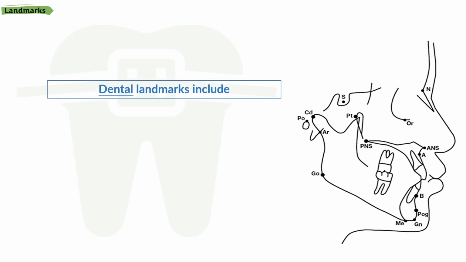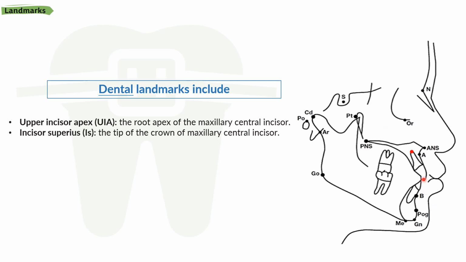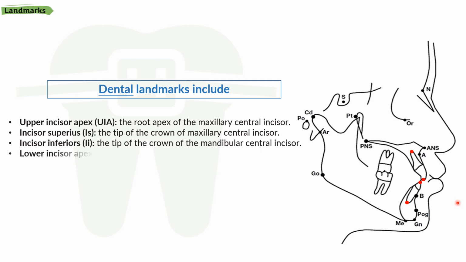The previous points were the skeletal or the hard tissue landmarks. Now to the dental landmarks. They include 4 points. The upper incisor apex, which is the root apex of the maxillary central incisor. The incisor superius is the tip of the crown of the maxillary central incisor. The incisor inferius is the tip of the crown of the mandibular central incisor. And the lower incisor apex is the root apex of the mandibular central incisor. These help you to draw the long axis of each incisor later on in the measures.